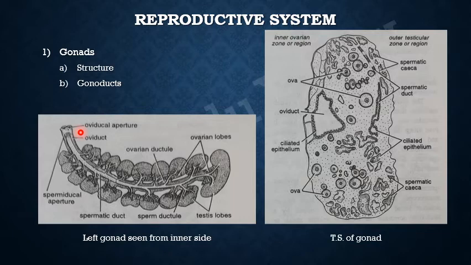The spermatic duct or vas deferens is a much narrower duct formed by the union of spermatic ductules, one from testicular zone of each lobe. So these are the testicular zones, and you can see very clearly that the ducts are starting from this testicular zone, and then ending into the spermatic duct or the vas deferens. It runs along the inner side of the oviduct and opens independently into cloaca by a spermiducal aperture, a little behind the oviducal aperture. Both the gonoducts are lined by cilia internally.